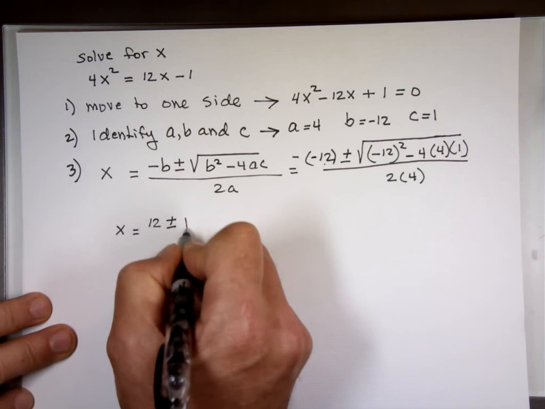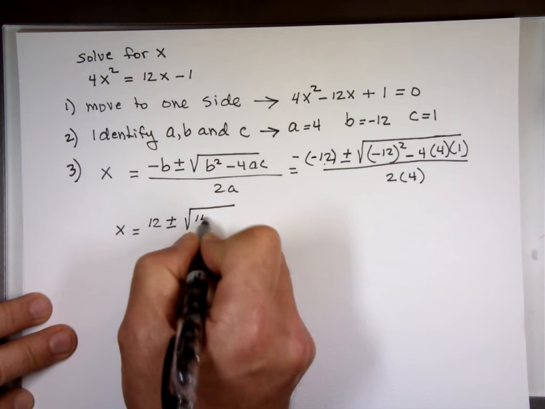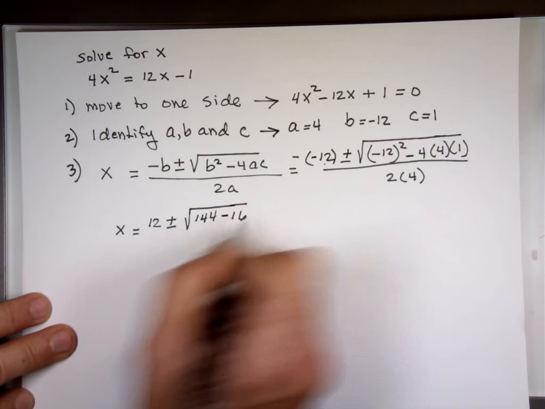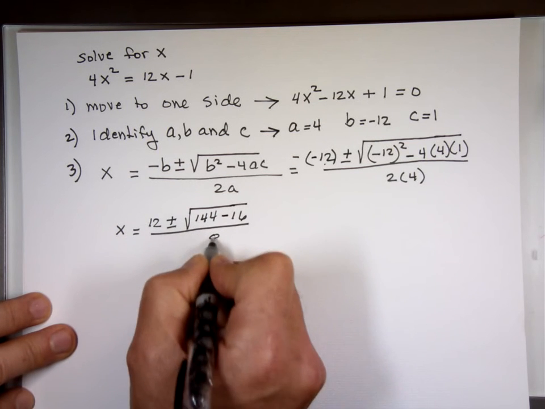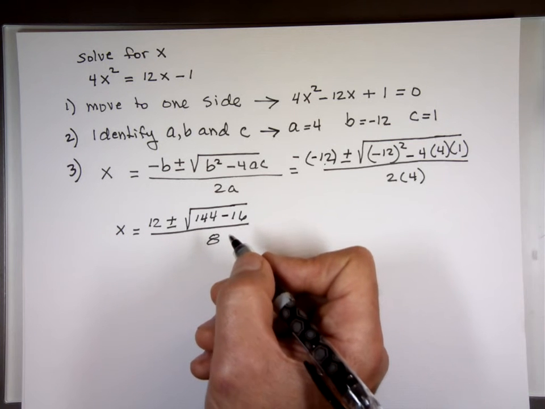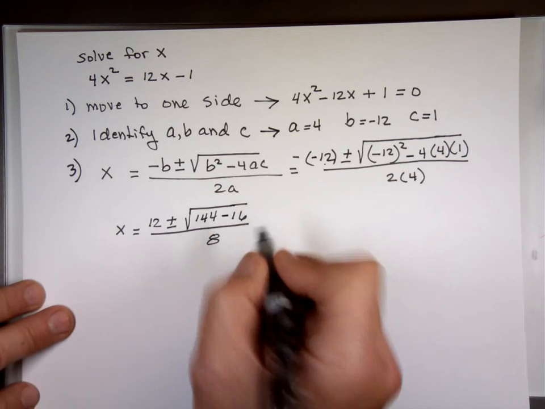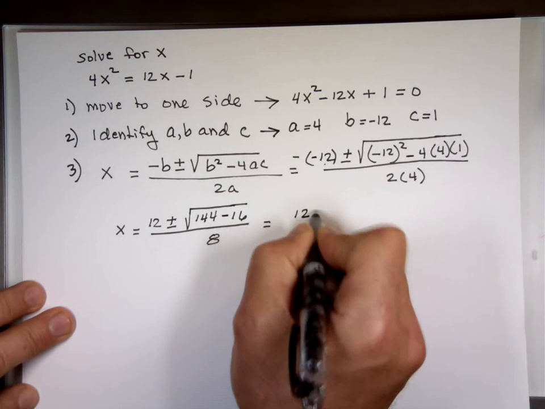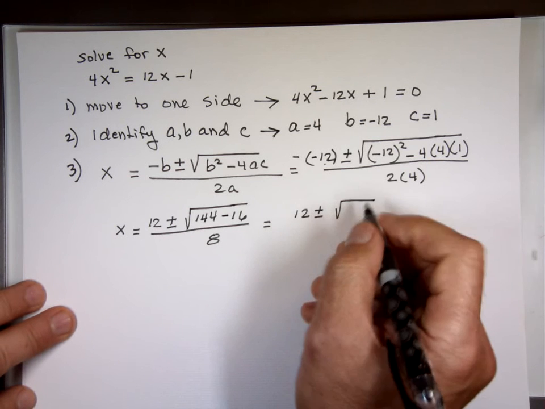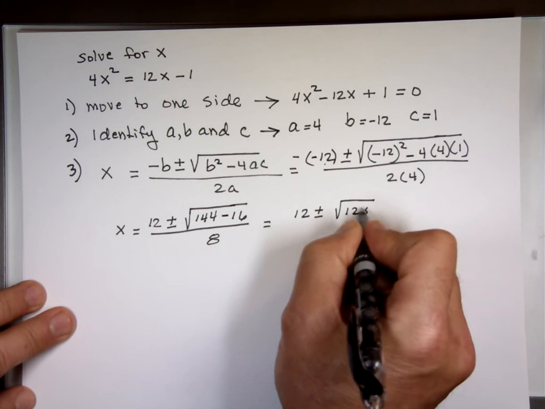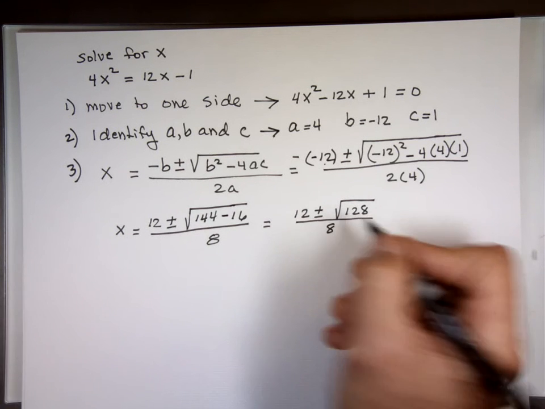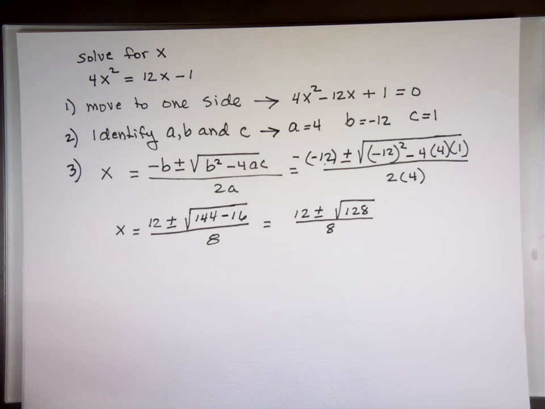Negative 12, when you square it, that's 144. 4 times 4 is 16, over 8. 144 minus that 16 is 128 over 8. And now we have to look and see if we can simplify the square root of 128.